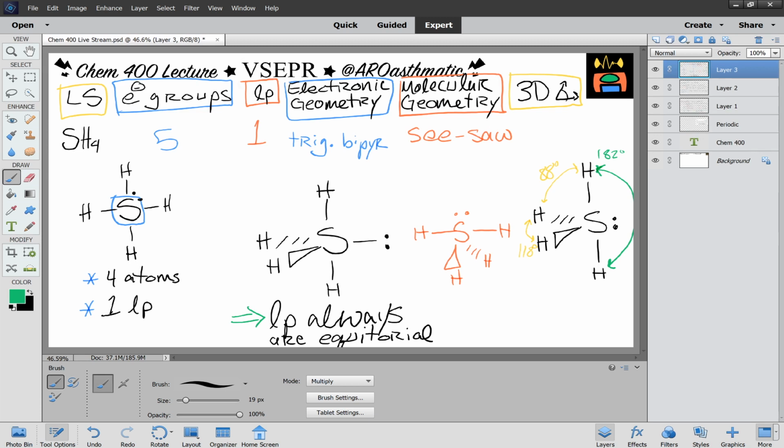So anyways, this is the seesaw geometry. It is a trigonal bipyramidal electronic geometry with one lone pair.